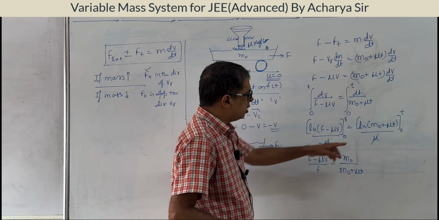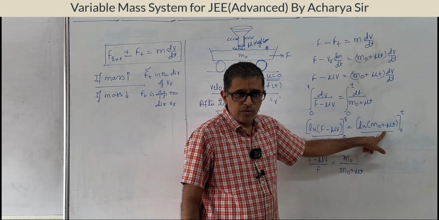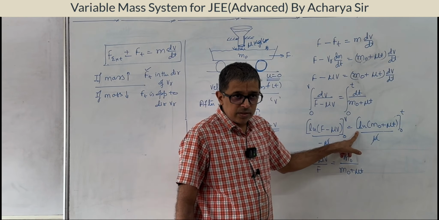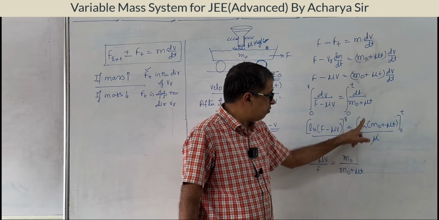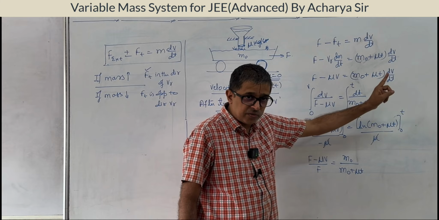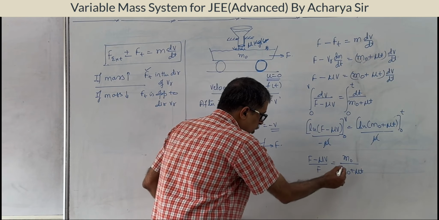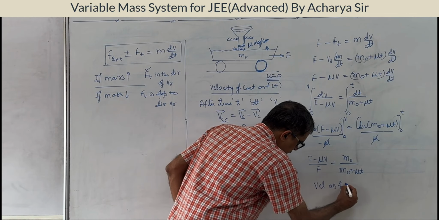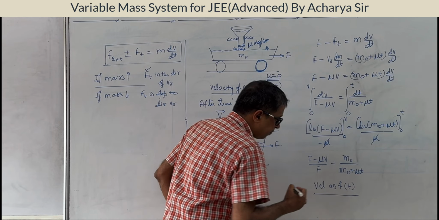Why did you take the reciprocal of this? You have taken the reciprocal because of the negative sign. This negative sign coming here will go to the power of ln of that particular term. Cross multiply and find out velocity as a function of time.